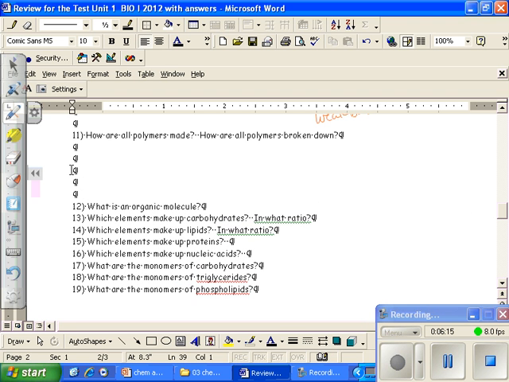How are all polymers made? This question's a little bit different for honors and CP. For CP, I want you to know polymers are made by putting together monomers. So let me write that in. Polymers are made by putting together monomers. If you're in the honors class, then I want you to know it's also by dehydration synthesis.